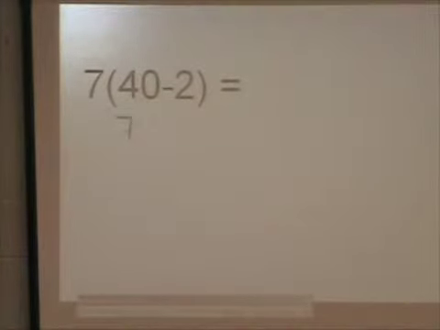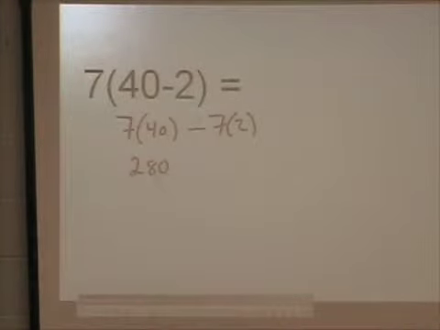Alright, now I multiply my 7 times everything inside the parentheses. So I've got 7 times 40 minus, not plus, minus 7 times 2. 7 times 40 is? 280. Now, a lot of you are multiplying. What's 7 times 4? 28, and add your 0. That was as easy as that was. Minus 7 times 2 is?